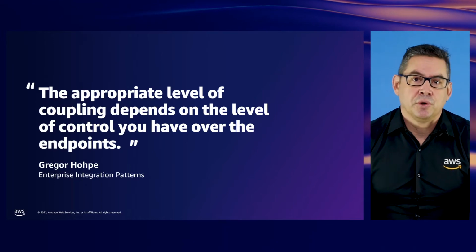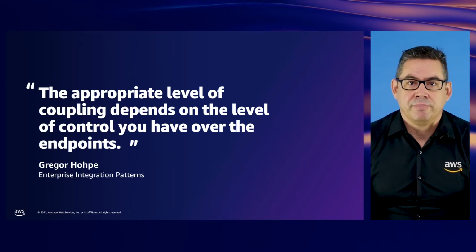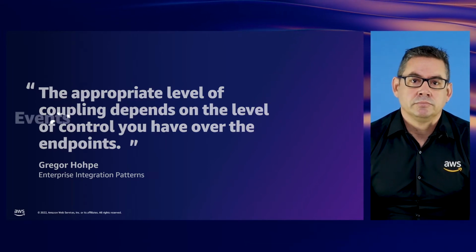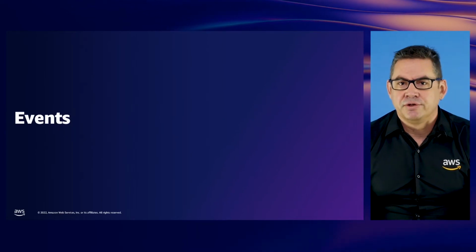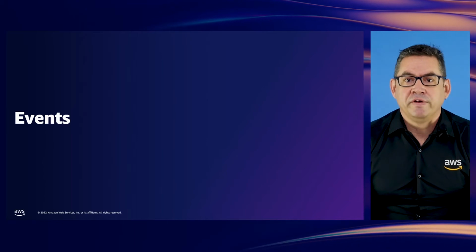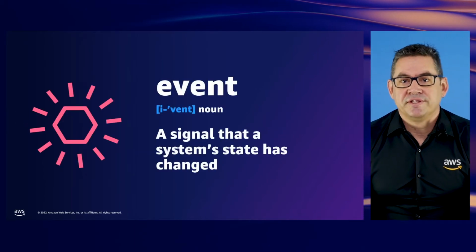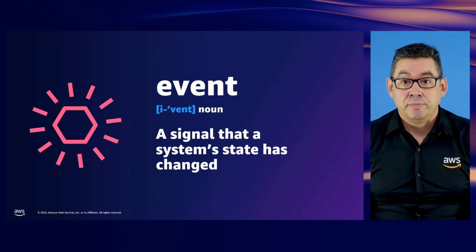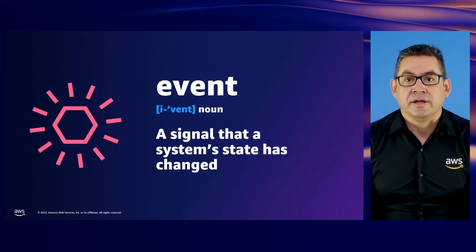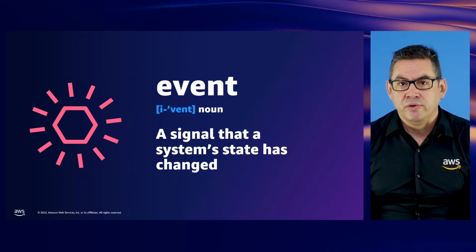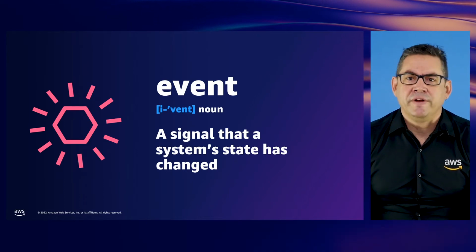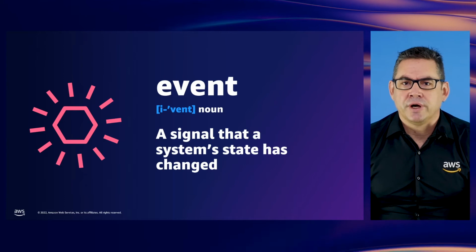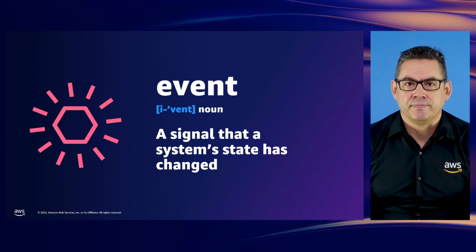This leads me on to a quick but important discussion about events. In almost every presentation I've given on event-driven architecture or EventBridge, I've included this slide with this definition. An event represents a signal that a system state has changed. And while this is technically correct, it's a little bit more than that. An event can also be defined as a contract for integrating system boundaries.